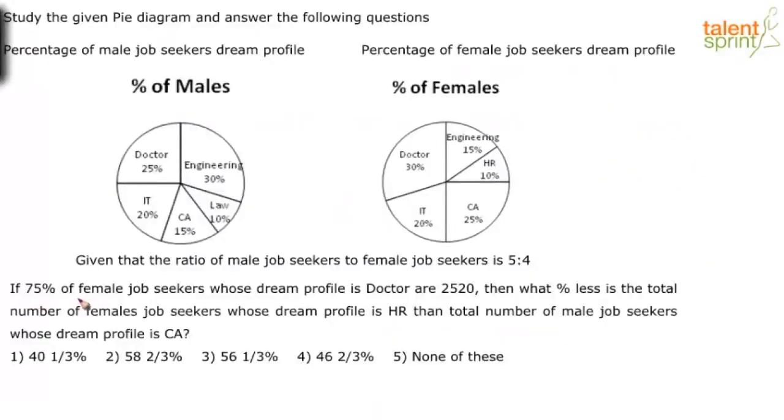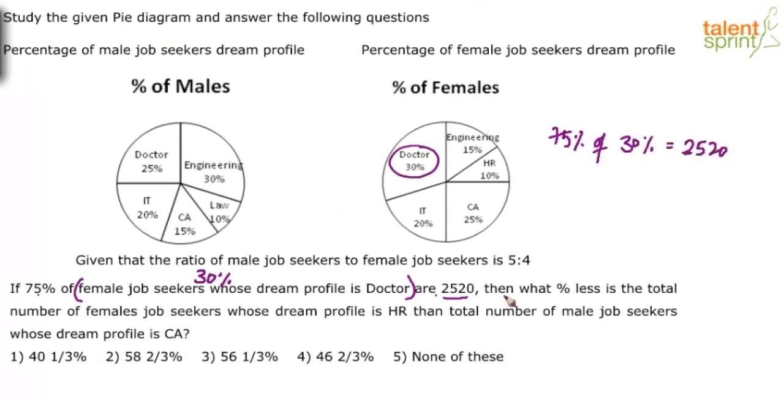So see what the question says. If 75% of female job seekers whose dream profile is doctor are 2520. Again, like the previous part. Female job seekers whose dream profile is doctor. Now females whose dream profile is doctor is how much? 30%, right? So basically you can replace this with 30%. So it says if 75% of 30% are 2520, right? He says 75% of 30% is equal to 2520.